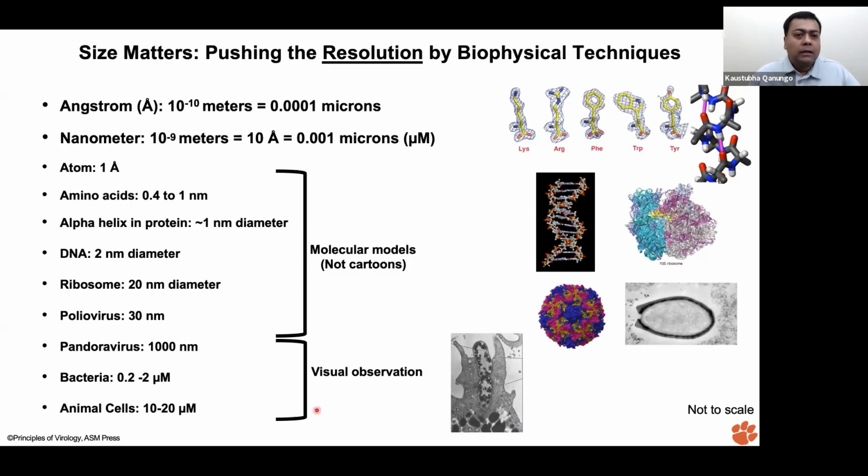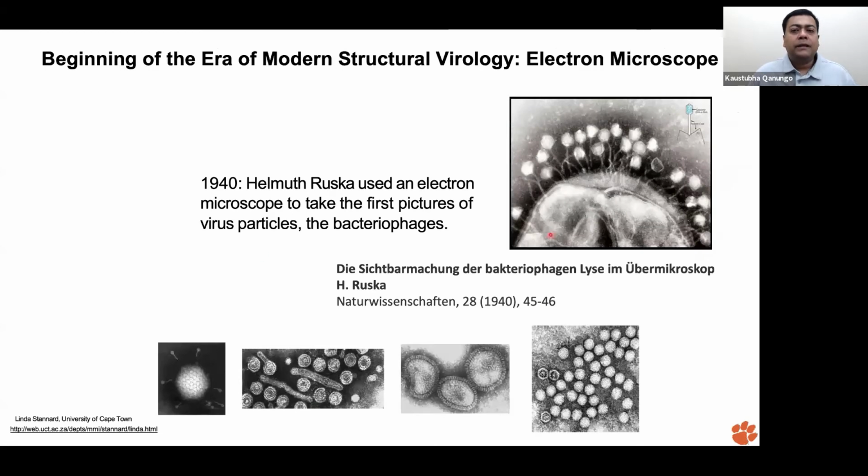So let's take a look at the idea that in the 1940s, Helmut Ruska actually invented the electron microscope, and that completely changed how we study viruses and the structural biology of viruses. This was the first picture that came out, a bacterial cell with bacteriophages on top of it. This is the original publication from the 1940s. And this amazing detail was completely elusive before the advent of the electron microscope.